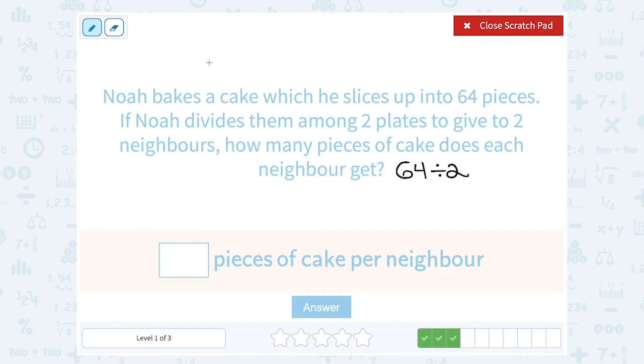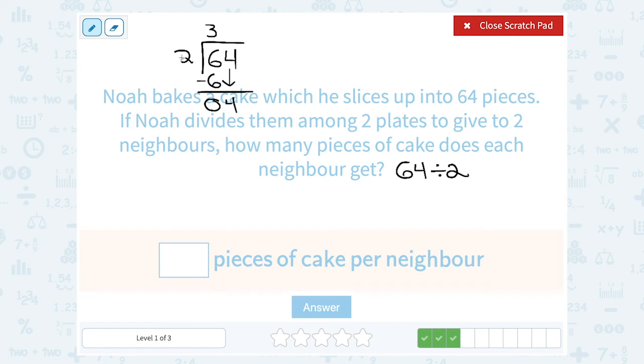If you need to think it through a little bit, of course you can write it this way, 64 divided by 2, and then you can take it one digit at a time. How many times does 2 go into 6? 2 goes into 6 3 times, 2 times 3 is exactly 6. That gives us nothing left over, and we would bring down the 4.